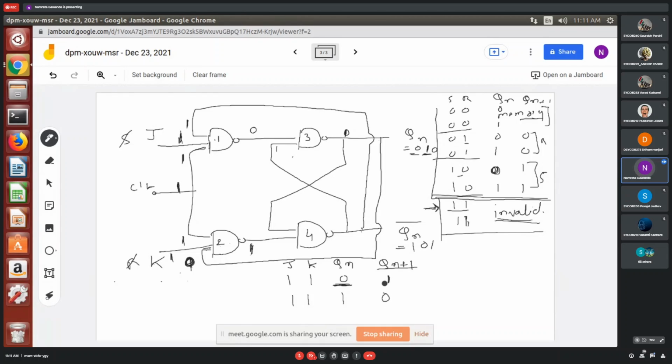Similarly, for the next state, suppose I want to find out the next state Qn plus 2, and in that case I will give this as a 1 and this as a 0.